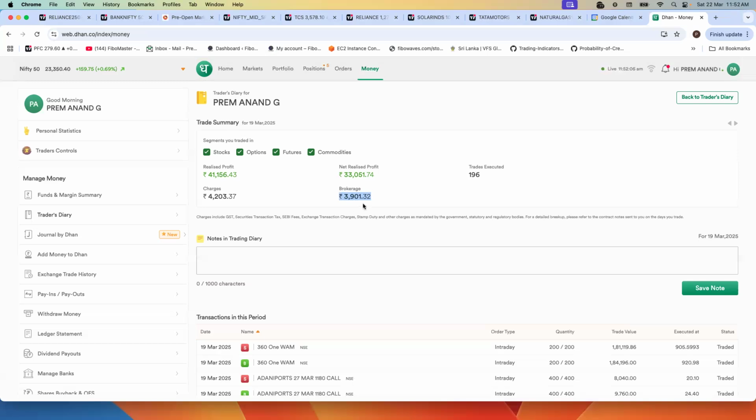So there is something wrong in your system, check it, because brokerage charges cannot be equivalent to your other charges. It should be less than that. It's equal. Okay. Let's say 196 trades. One trade I have to pay 20 rupees. Yes. For two trades I have to pay 40 rupees. So for 100 trades I have to pay 2000 rupees.